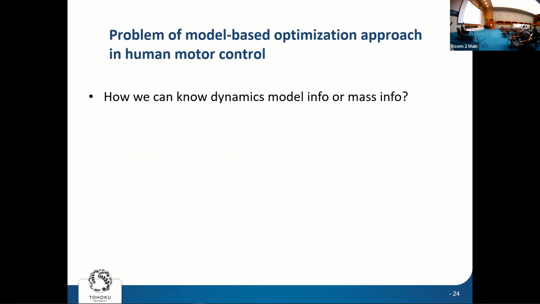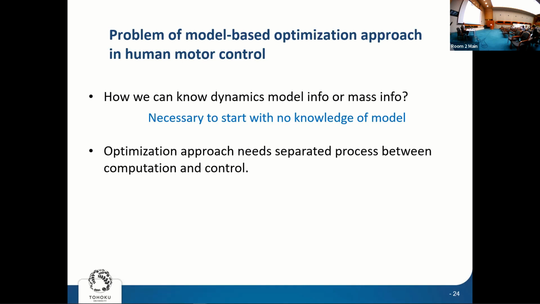So first, we don't know the dynamic model directly, and sometimes animals and humans change their mass information. In this case, we really need to update it, and we really need a learning function. And often the optimization approach needs a separate process between optimization and control, but humans, as you know, optimize and control at the same time. So we need a new framework which can manage non-separated optimization and control.